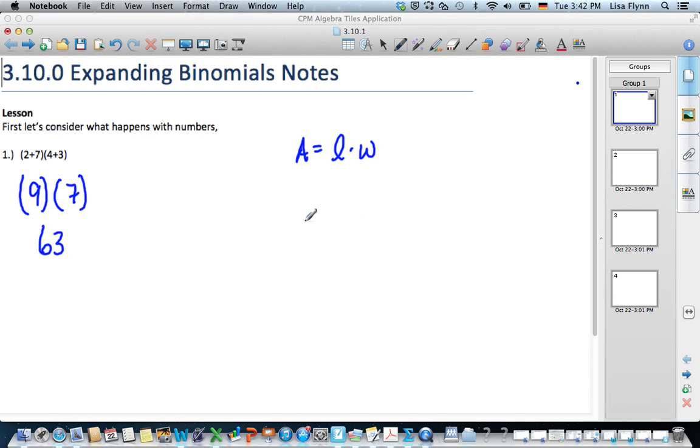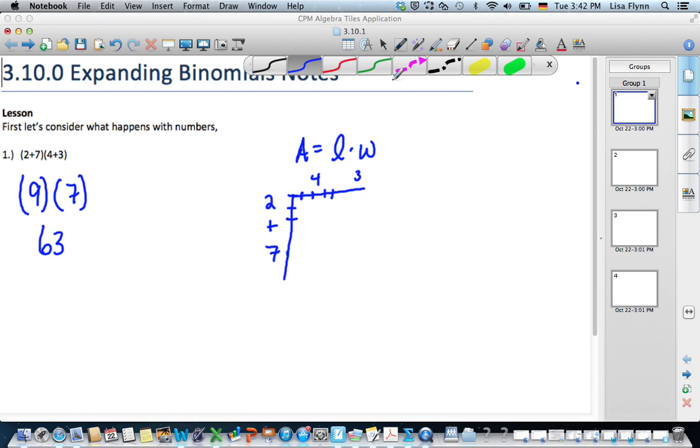So 2 plus 7 is 9, so we know that our length is 9. So if we have a unit of 2 and then 7 here, this could represent our length of 2 plus 7. And then we could have a width of 4 plus 3. All right, so here is our rectangle.